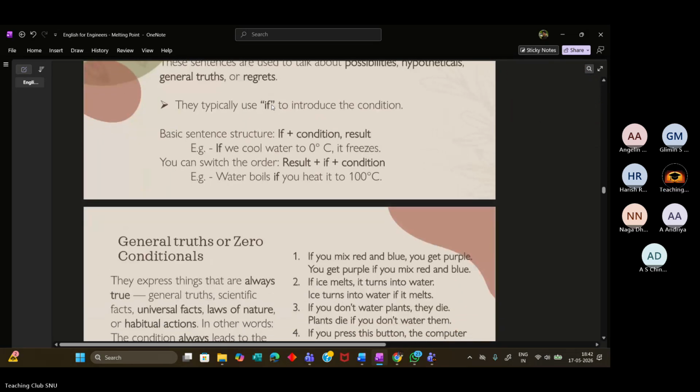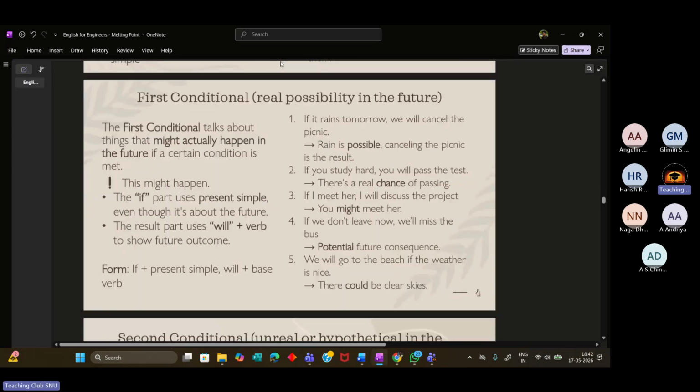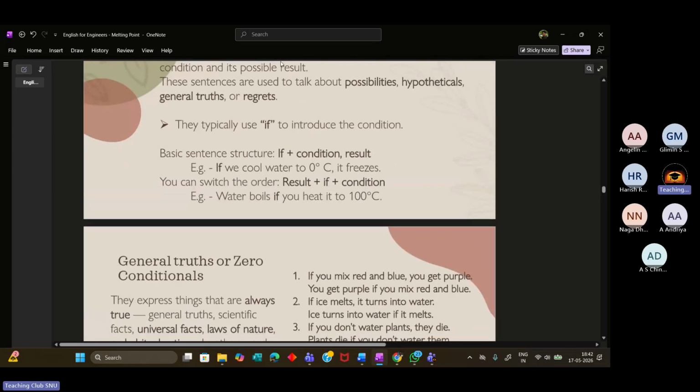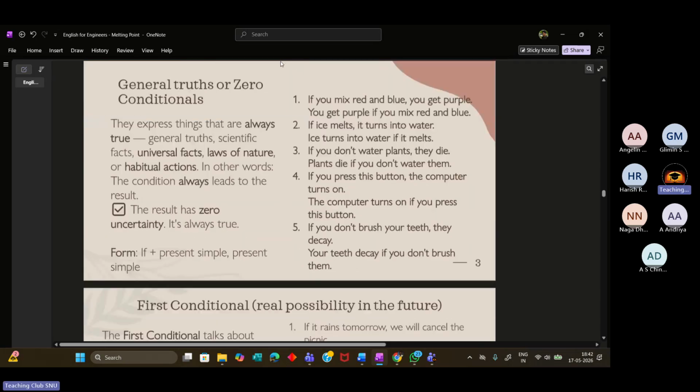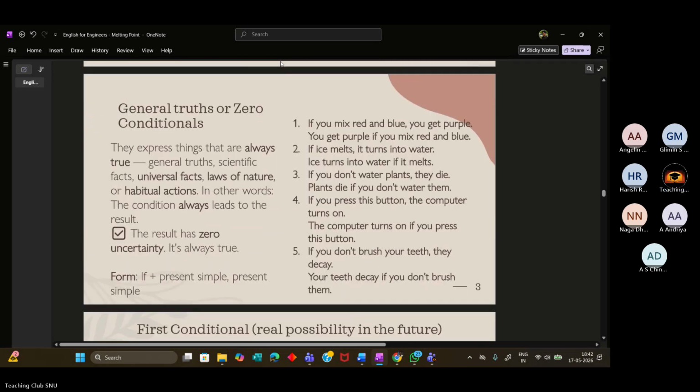Conditionals are of four types: zero, first, second, third. First, zero conditionals. It's self-explanatory: there's no scope for conditions. So what does it mean? It means it's an actual factual statement. It's a fact. You can't change it, there's no uncertainty allowed in it. So that's the zero conditional.